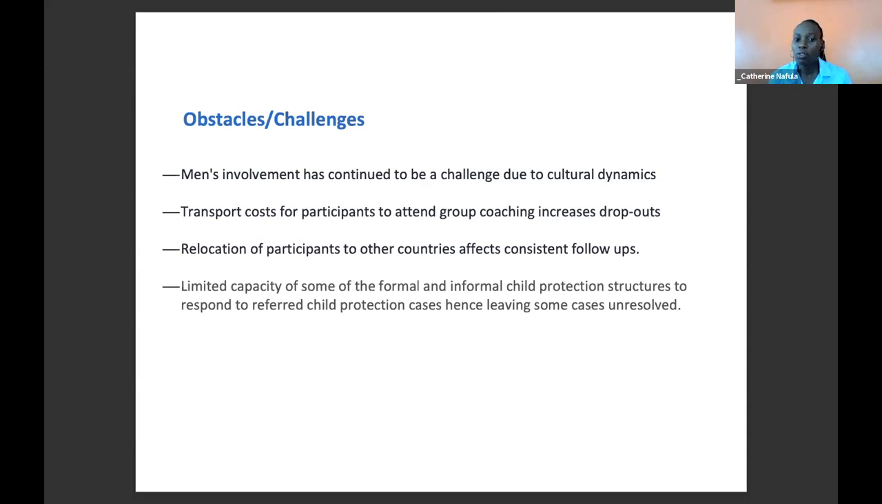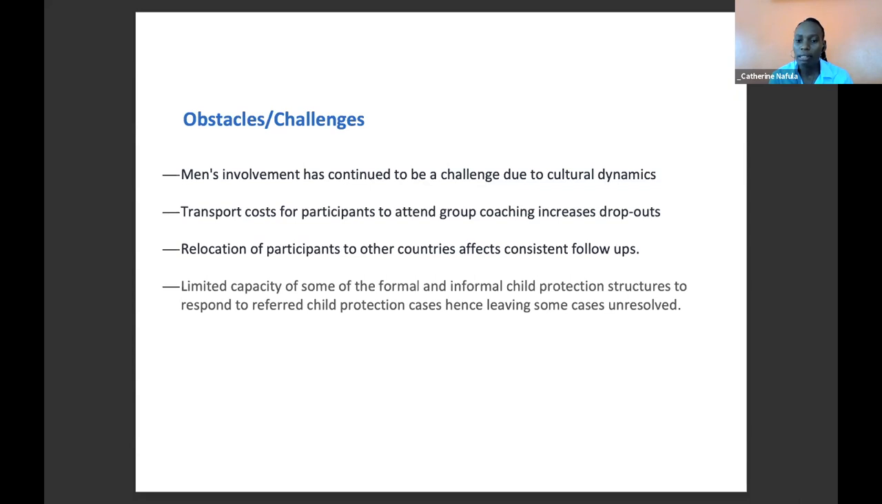Then transport costs for participants to attend group coaching increased the dropout. Since the group coaching is done in a central place, you find that some of our participants found it hard to move from their areas and come to attend the coaching session. Sometimes because of transport, they don't have the money. Probably it has rained so much and they really can't come to the sitting point.